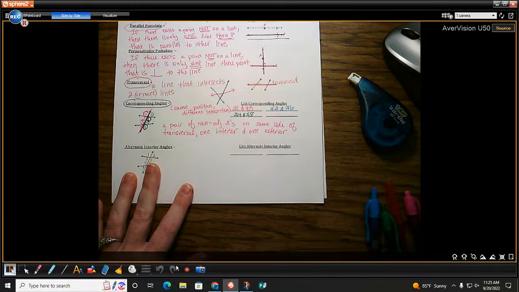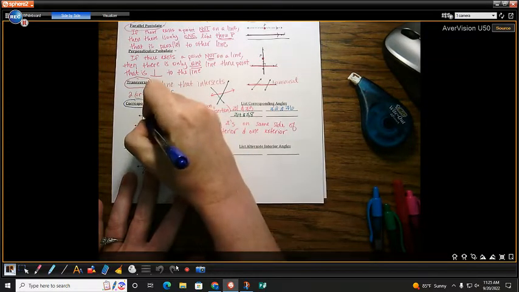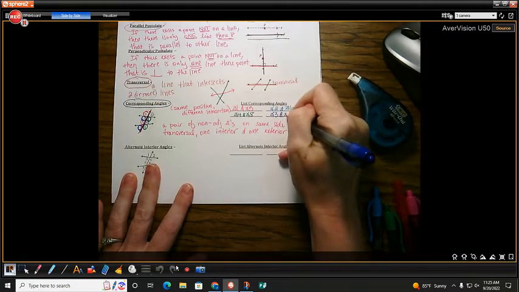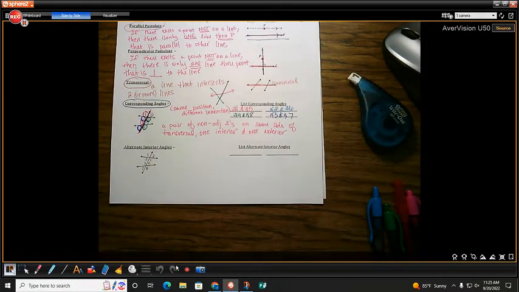What else? Let's see, I need a different color I haven't used yet. Dark blue. Okay? Ooh, people haven't raised their hand yet. Adeline? Angle 3 and angle 7. Okay. We're only on the first page.